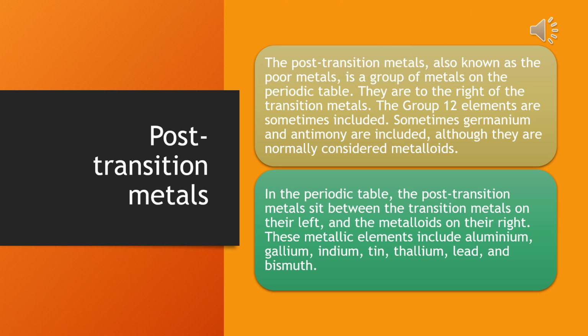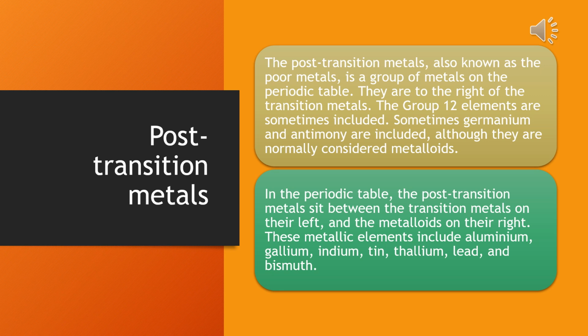Post-transition metals. The post-transition metals, also known as the poor metals, are a group of metals on the periodic table. They are to the right of the transition metals. The group 12 elements are sometimes included. Sometimes germanium and antimony are included, although they are normally considered metalloids.